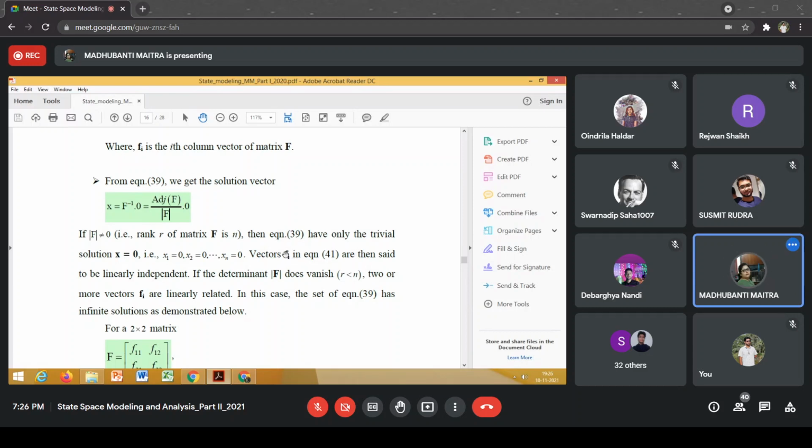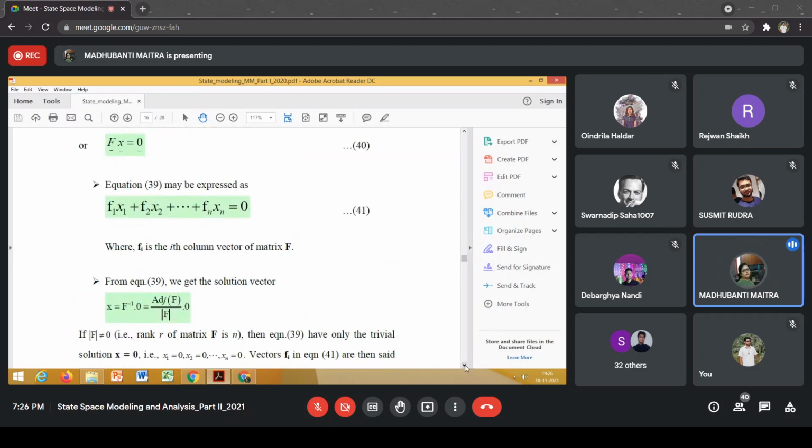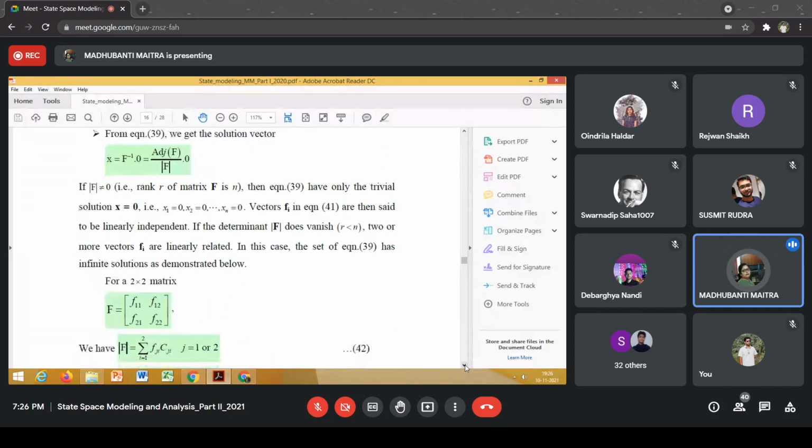So the vectors fi in this equation will then be linearly independent. Now, if the determinant of F does vanish, that means if the determinant of F is equal to 0, the matrix is not a full rank matrix, and the rank of the matrix R will be certainly less than n. Under that particular situation, the determinant of F will be equal to 0, right?